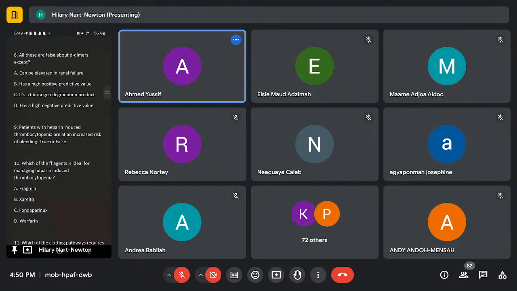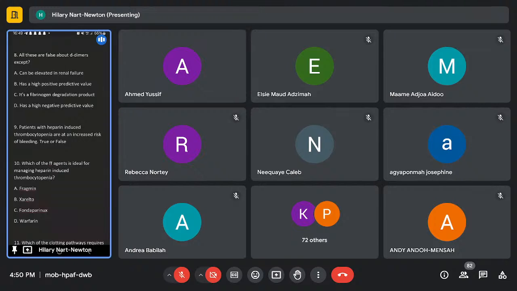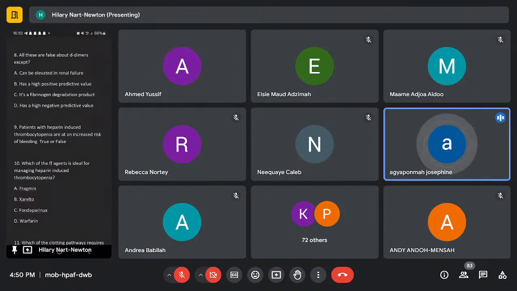Number 8. All these are false about D-dimers except A. Can be elevated in renal failure. B. Has a high positive predictive value. C. It's a fibrinogen degradation product. D. Has a high negative predictive value. Okay, so what are we going for? D. Has a high negative predictive value.